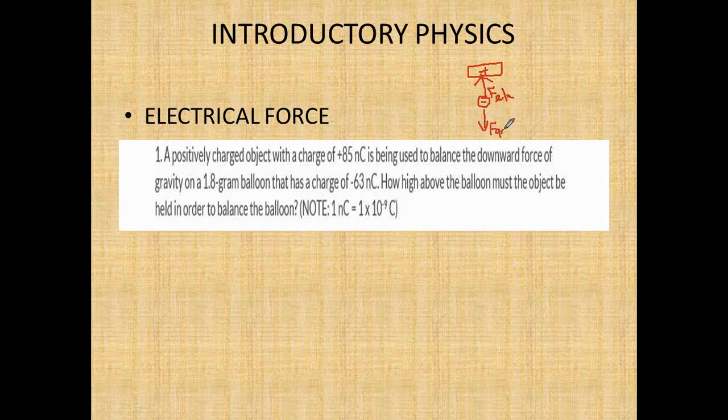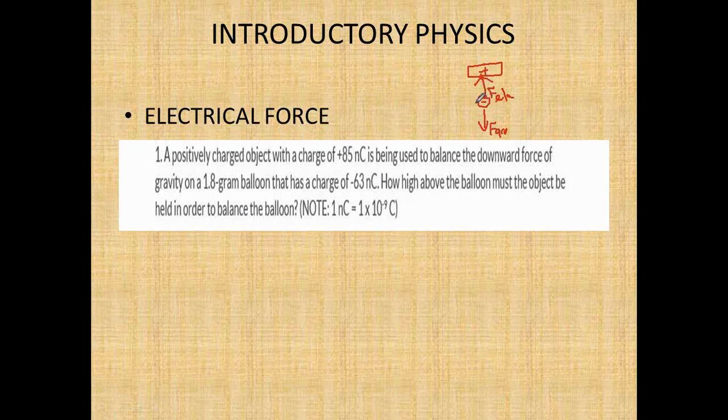Force of gravity. Okay, so you always read the question again to make sure you have your scenario correct. A positive charge object with a charge of plus 85 nanocoulomb is being used to balance the downward force of gravity on a 1.8 gram balloon that has a charge of minus 63 nanocoulombs. How high above the balloon must the object be held in order to balance the balloon? So how far above this balloon are you going to hold this positive charge so that the balloon is in equilibrium?